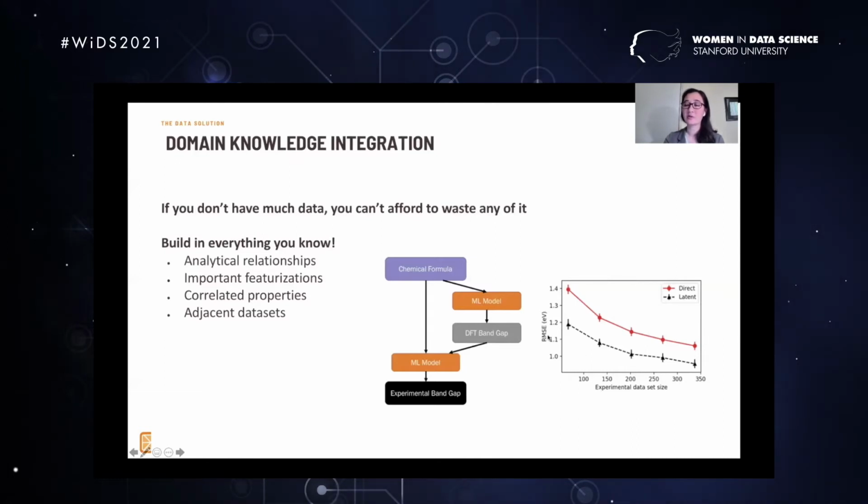So this plot on the right shows the model error as a function of the amount of experimental data. And we see that in black is if we use this intermediate approach, in red is if we do not, and we just go directly to the experimental bandgap. And we see that with 50 data points using this intermediate approach, we get the same accuracy as using about 150 points using the direct approach. So again, when you have limited data, you really want to use all the sources of information available to you to make your models as accurate as possible so that you're not relearning the basics and that you can really use your data efficiently.